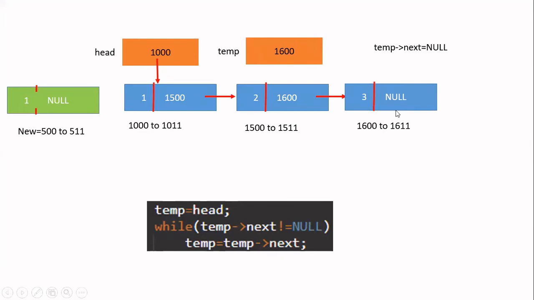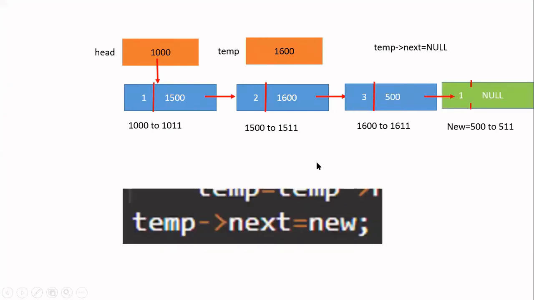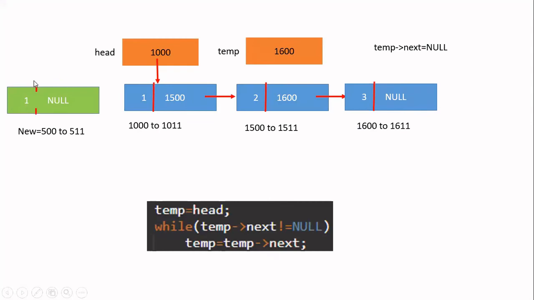Now check whether the next field of 1600 is null. Yes, the next field of 1600 is null. That means you have reached the last node in the linked list. Now come outside the loop. Okay, next, what you have to do? See this diagram, your new node is here, the green color node. That new node, you have to connect to the end of this node, okay?